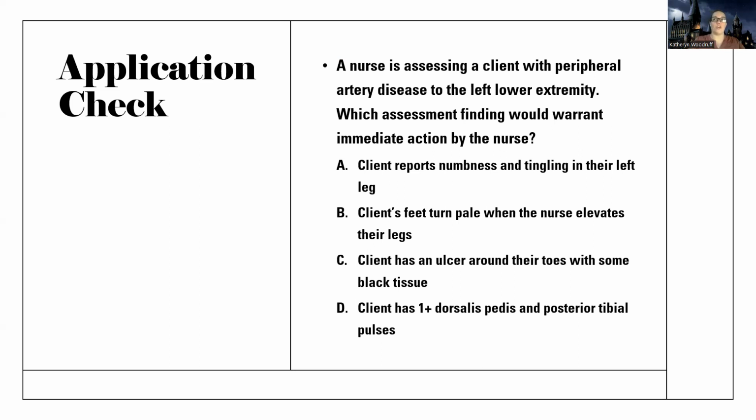They're going to have signs of decreased flow. They can have signs of decreased flow, but they should not have signs of zero flow. That's where we really want to start intervening. And so for C, that's a sign of zero flow. If they're getting an ulcer and there's black tissue, there is dead tissue. I need to start intervening. So C is going to be the best answer here.